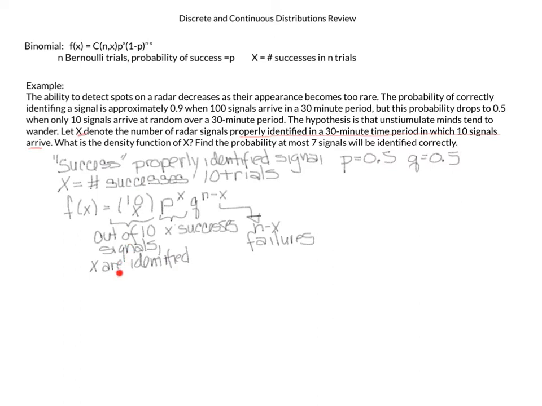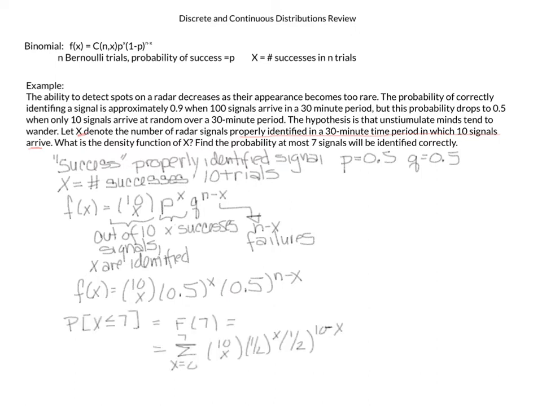Since we don't care about the order, like identifying the correct signals all in a row, it doesn't matter how our failures and successes come in. That's why it's a combination. And then here's my probability of x successes, and here's my probability of n minus x failures. I didn't realize how close I am to answering my first question. I just need to plug in my p and my q, and this is my density function.